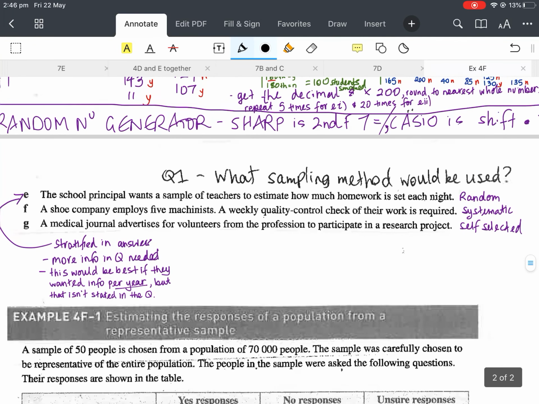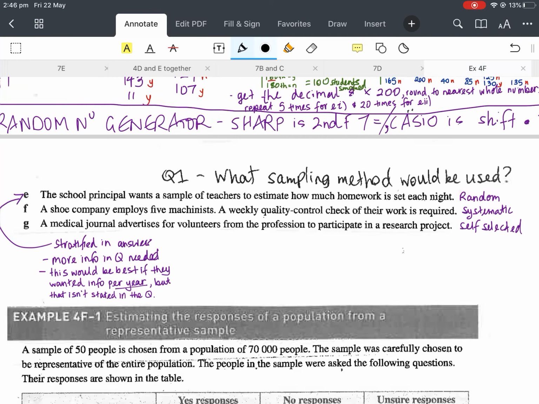So here is question 1, just in case you're not sure. E says the school principal wants a sample of teachers to estimate how much homework is set at night. When I first read that, I thought that could be random if it's just teachers. In the answers, it does say stratified, but I don't think this question gives you enough information. If they wanted to know how much homework each class was getting per year, then I really think that needs to be stated in the question. So stratified if it's per year maybe, but since it's not stating that, I would say it's random.